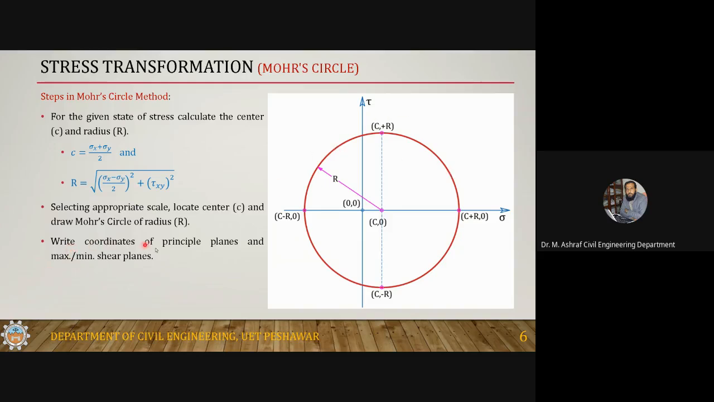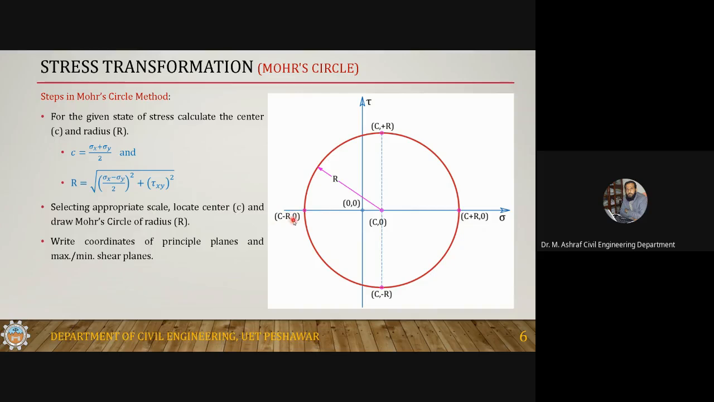Then the next step is to write the coordinates of the principal plane and maximum shear plane. You can write these coordinates. So this is C plus R. This is the principal plane, the maximum normal stress plane. This is the minimum normal stress plane. Both of them are principal planes. So C plus R and 0, and C minus R and 0. Why is this C plus R? They can C and this is R because this is the radius of the circle. So this is C plus R and this is C minus R. This is R minus C, but since you are on the opposite side, it should be C minus R. And there is always also a possibility that C could be higher than the R value.